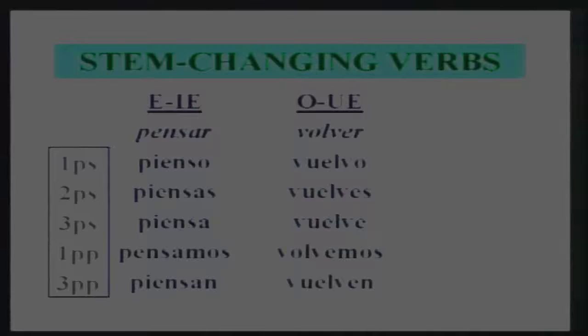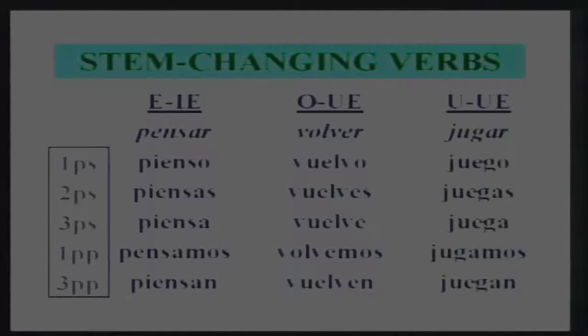Notice that we're talking about the first O changing to UE. Vuelvo, vuelves, vuelve. Volvemos, vuelven. And for the verb jugar, the U changes to UE. Juego, juegas, juega. Jugamos, juegan.